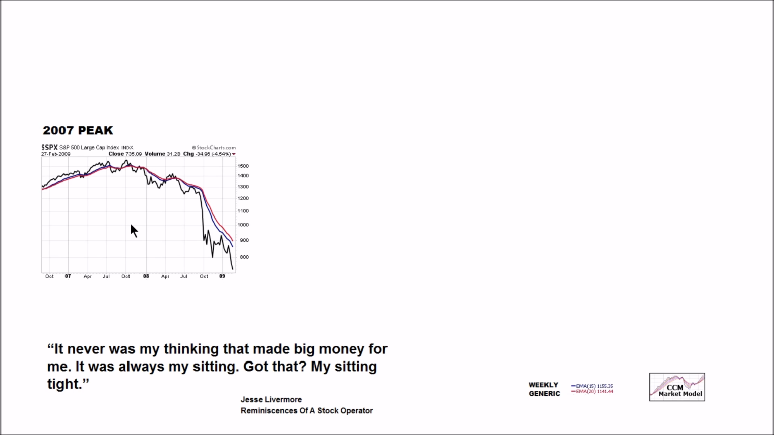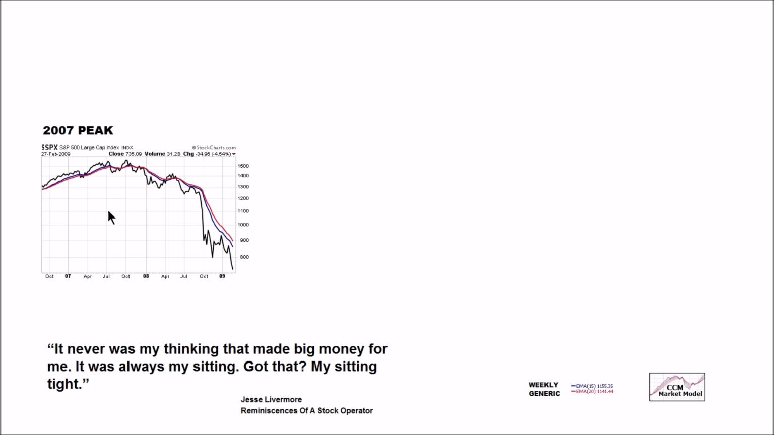This is a weekly chart of the S&P 500 index that shows the peaking process before the financial crisis. This week we'll be looking at generic, and for illustrative purposes only, a little bit faster moving averages. We'll be using the 15-week exponential moving average in blue and the 20-week exponential moving average in red.